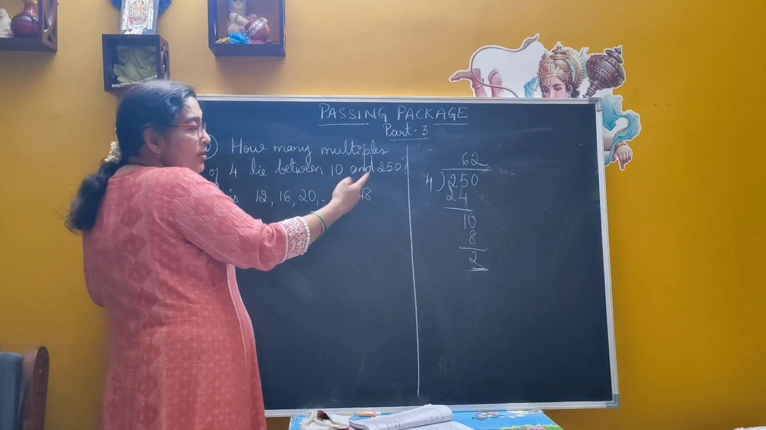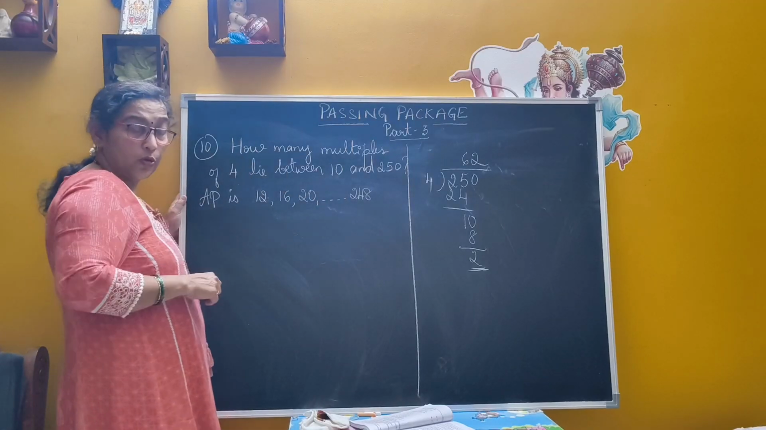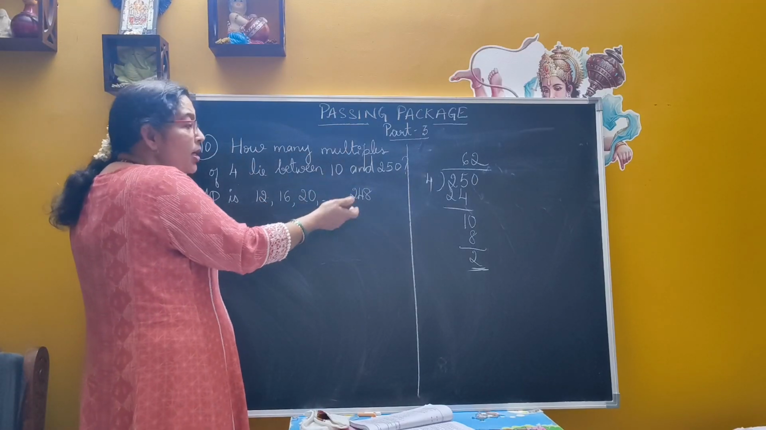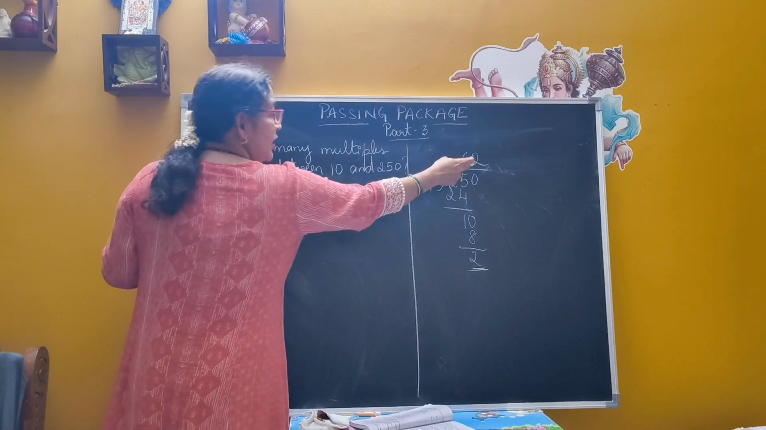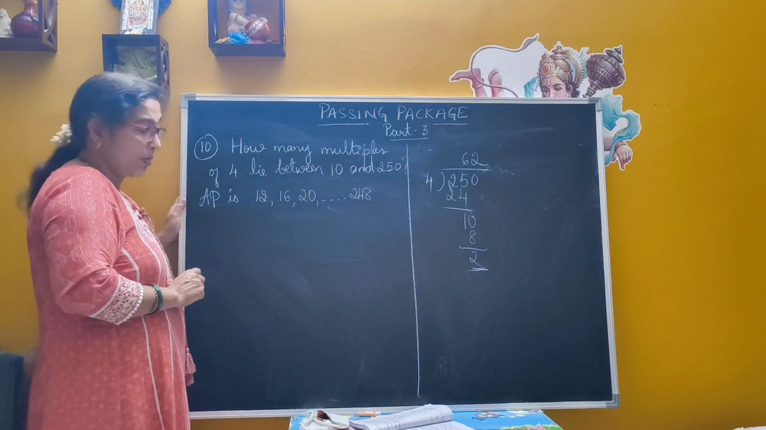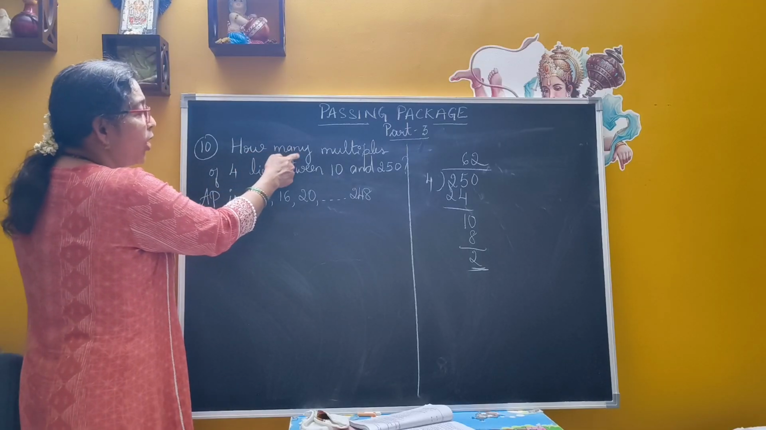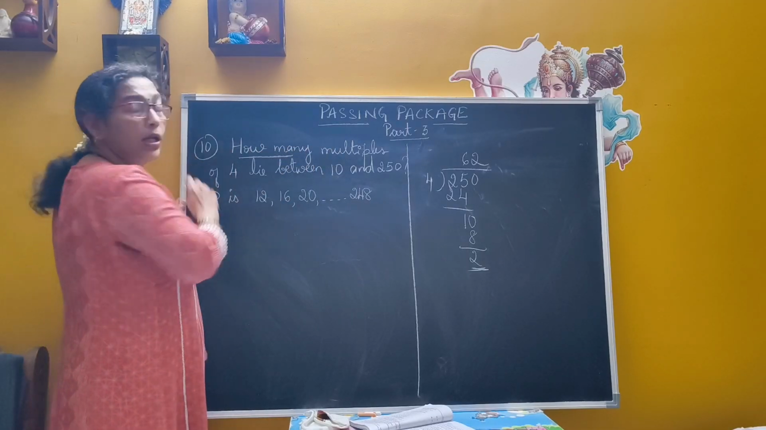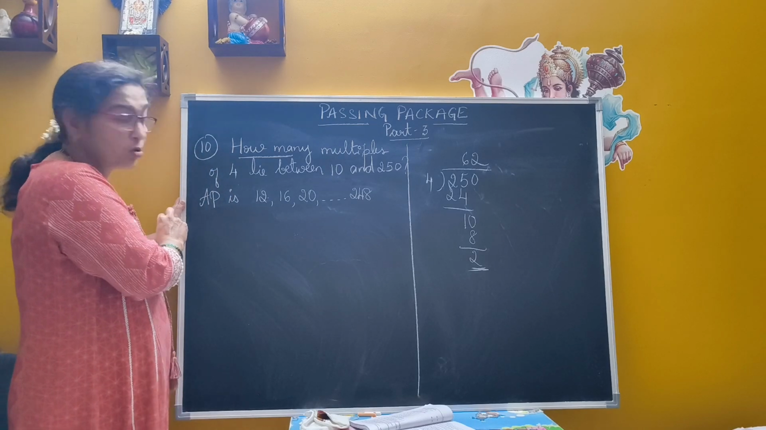This 248 is divisible by 4, or it is a multiple of 4. 4 ones are 4, you continue. 4 62s are 248. So this is an AP. Now what is asked to find? How many? So we need to find the value of n.